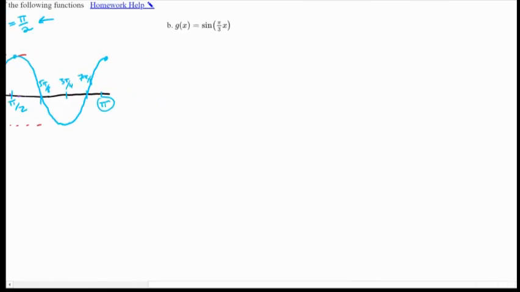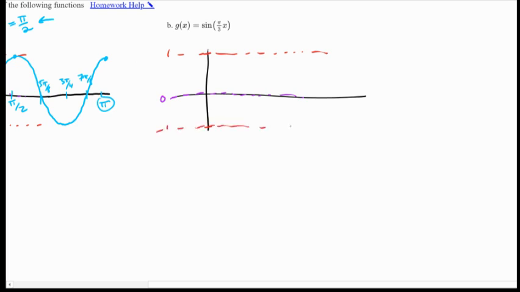Second one, same idea. I'm going to have my standard graph here. It's a sine function, no k value, no shifting up or down. So my midline is still at 0. My maximum is still going to be at 1. My minimum is still going to be at -1. My whole function is going to bounce back and forth between those points.